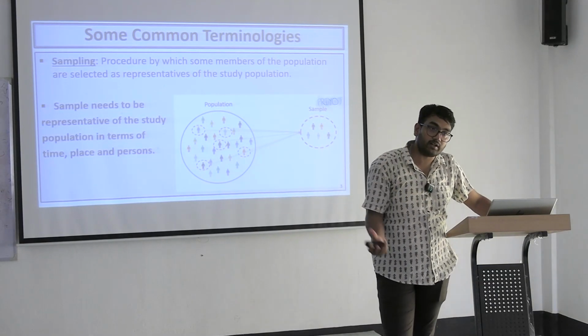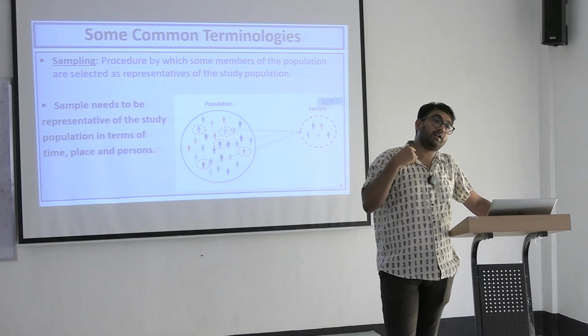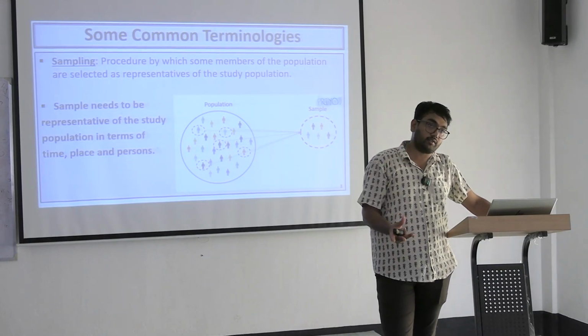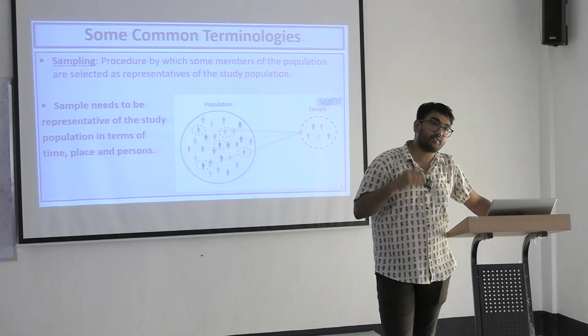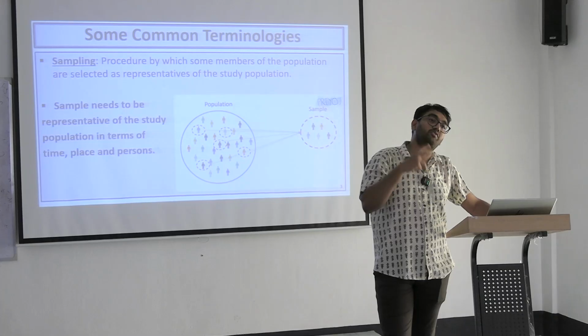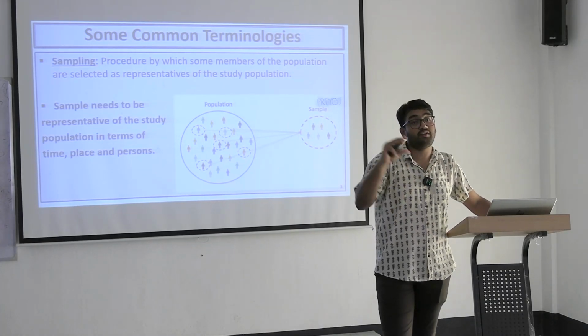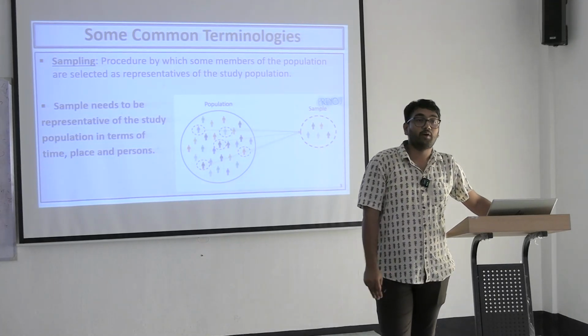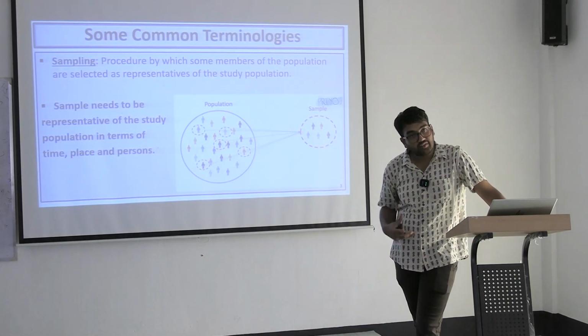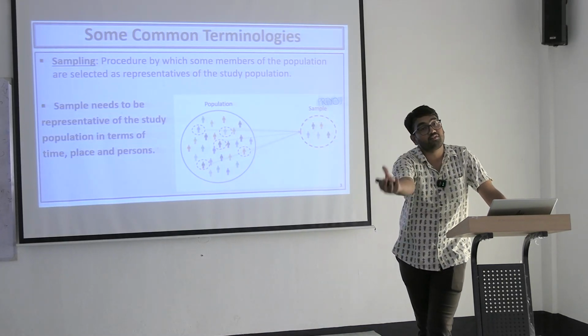Diversity in terms of gender, male, female. Diversity in terms of socioeconomic status, upper class, middle class, lower class, very low, below poverty line. Everyone has to be there in the sample if everyone is there in the study population, so that the inferences of the sample can be generalized to the population.